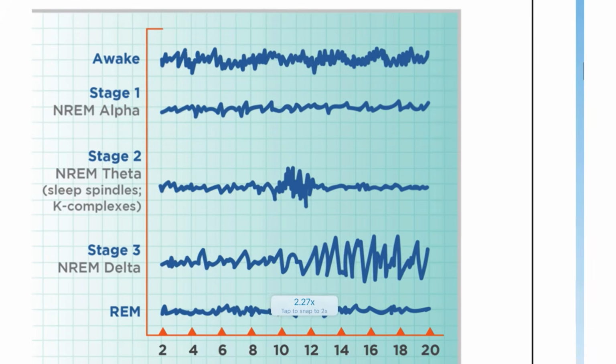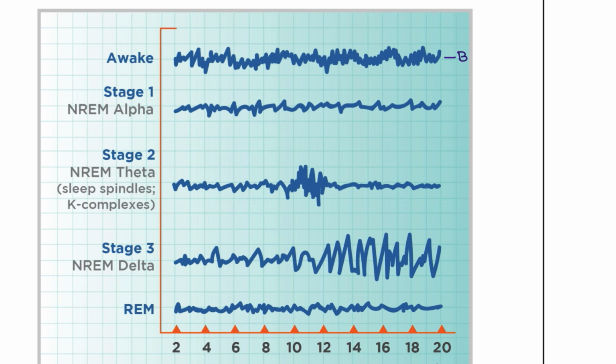Here you can see when you are awake, these are the beta waves, and here you can see the alpha, theta waves, delta waves, and the REM stage. Alpha waves will be around 7 to 14 hertz, and in the N2 stage, these are the theta waves which will be 4 hertz, and the delta waves which is less than 4 hertz, and the REM stage is again the beta waves.